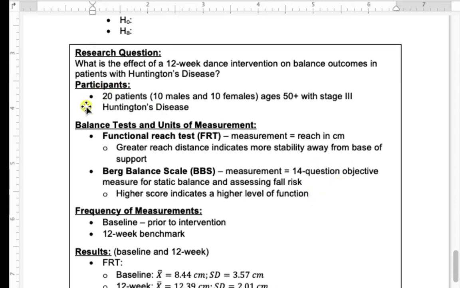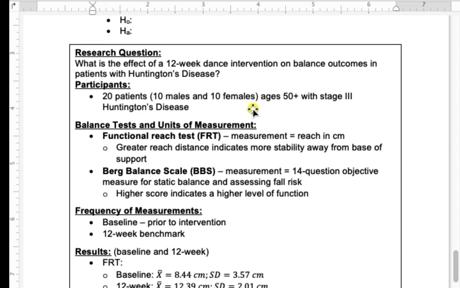We've collected 20 patients, 10 males and 10 females. The gender in this particular scenario doesn't impact the effect of the intervention. Sometimes you'll see males and females are equal parts. Sometimes you'll see that they are not equal parts in research. Whether they are equal parts or not is completely dependent on what the goals of the researchers were.